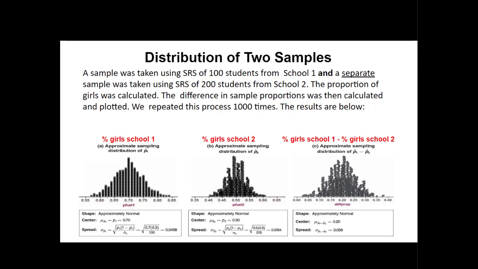So let's see what they did here for school 1. Here they took 1,000 samples using simple random sampling of 100 students, and they plotted the percentages that were girls. So they took 100 students, they counted up how many were girls, figured out the proportion, plotted it. Took another 100 students, figured out what percentage were girls, plotted it. Kept doing that 1,000 times. For the other school, they did the same thing.